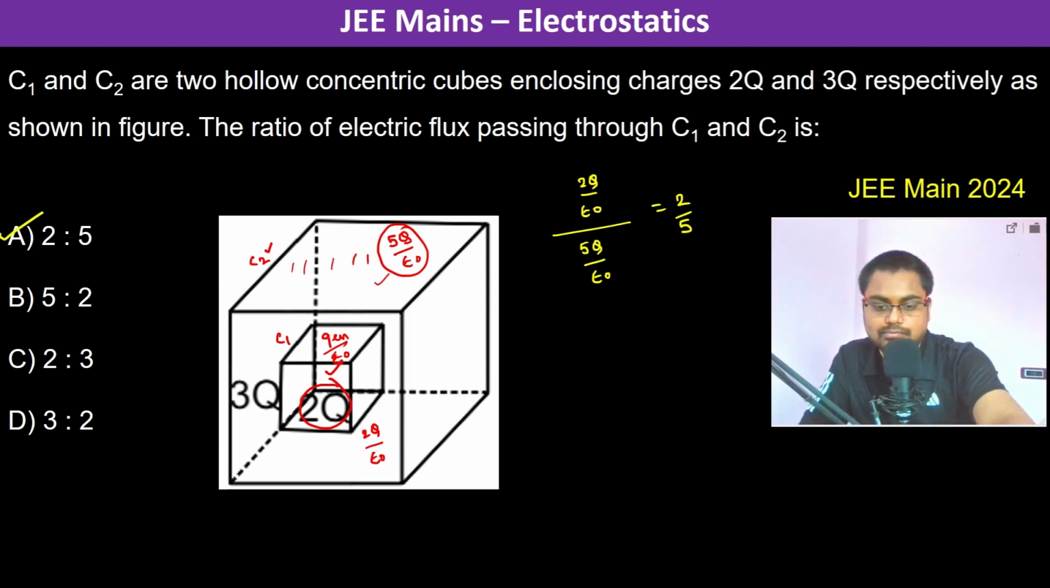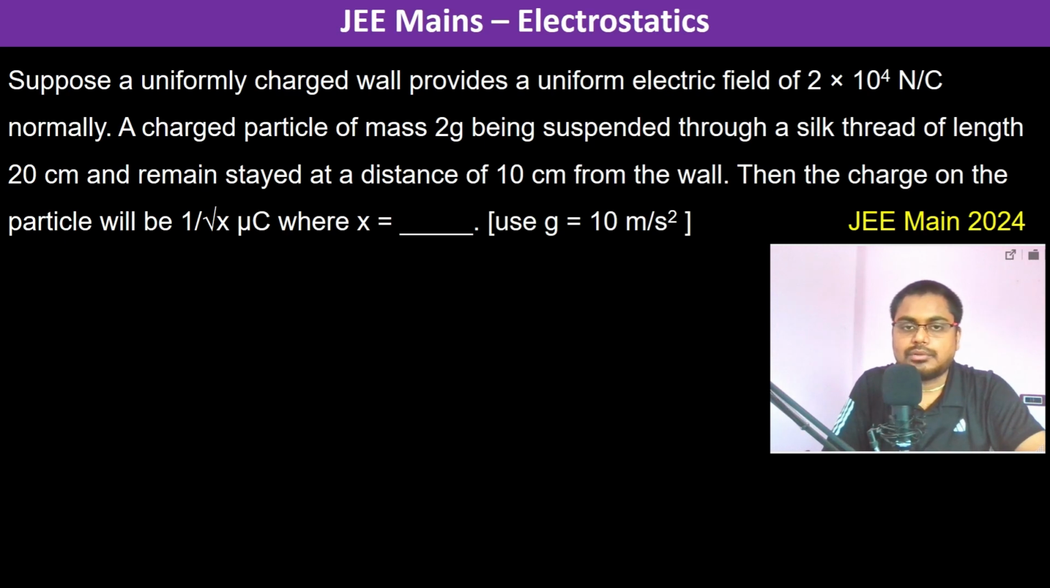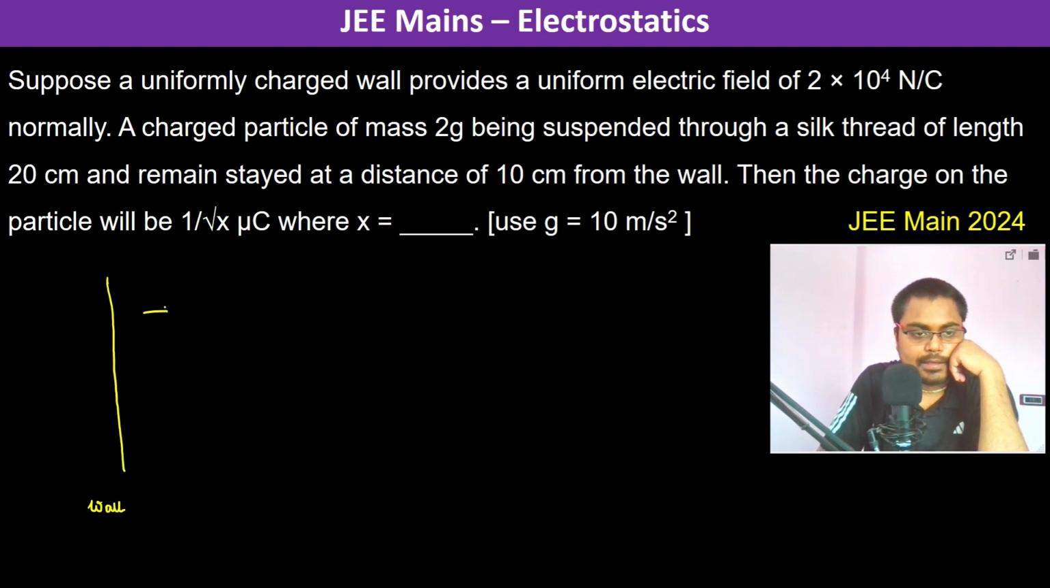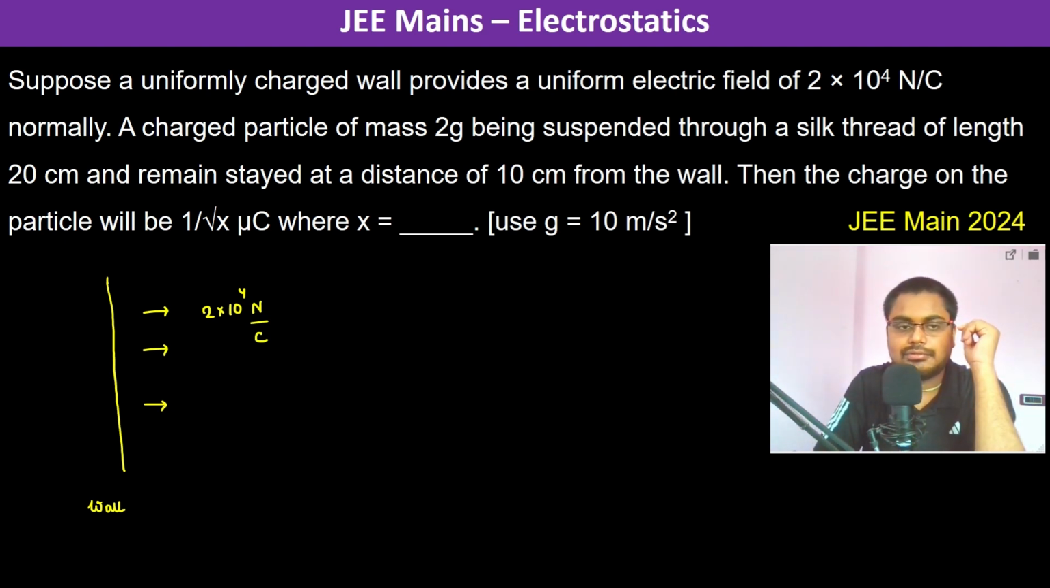Thank you. Suppose a uniformly charged wall provides a uniform electric field 2 into 10 to the power 4 Newton per Coulomb normally. So this is the wall, and this is the electric field, which is 2 into 10 to the power 4 Newton per Coulomb. A charged particle of mass 2 gram is suspended through a silk thread of length 20 centimeter and stayed at a distance of 10 centimeter from the wall.